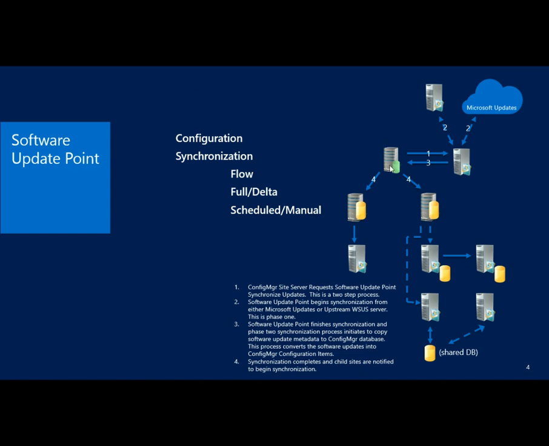Okay, so then we have step 4. Once we finish the synchronization at our top-level site, again, the CAS or standalone primary. If you have a standalone primary, the only child sites you could have are secondaries, so you'd still have to replicate the data down to those software update points, but the diagram would look a bit different. So in a hierarchy, we would have finished the process synchronizing at our CAS, and once we're done, we would realize we have a number of child primaries that we need to synchronize the updates to. And so we will begin that process of synchronizing the updates down.